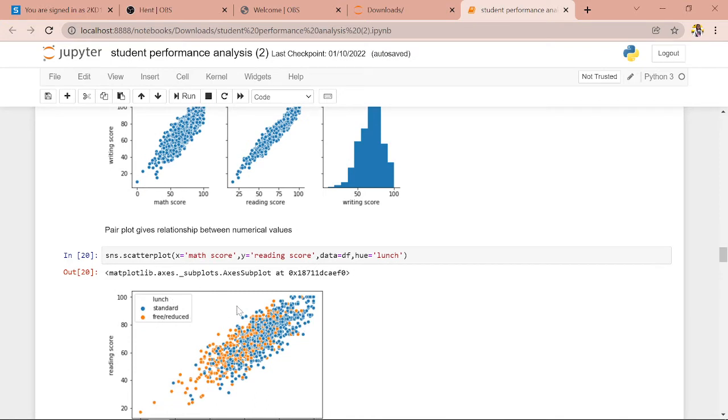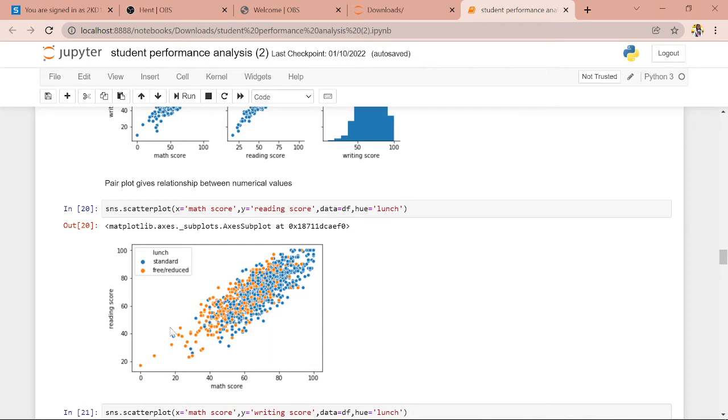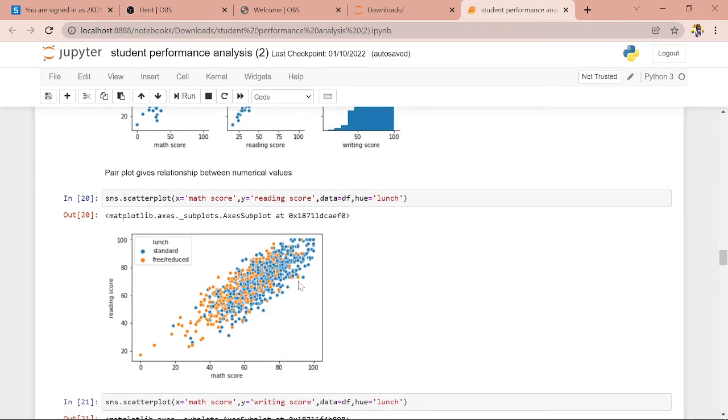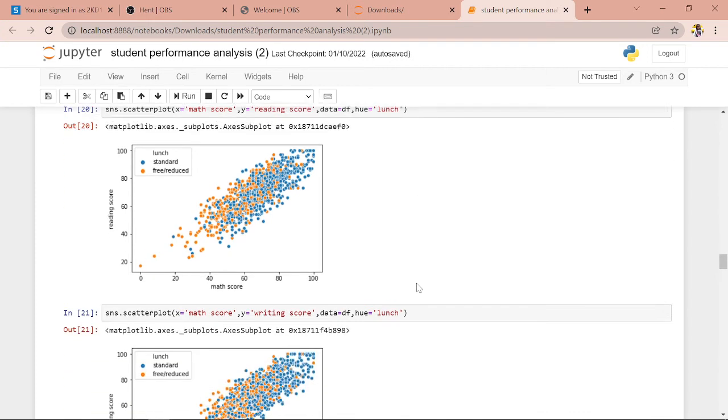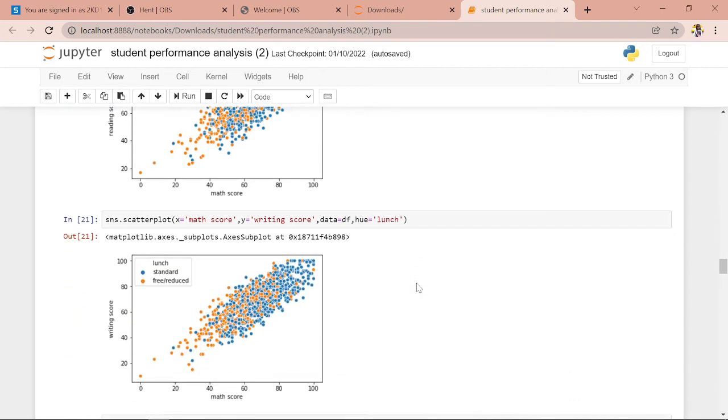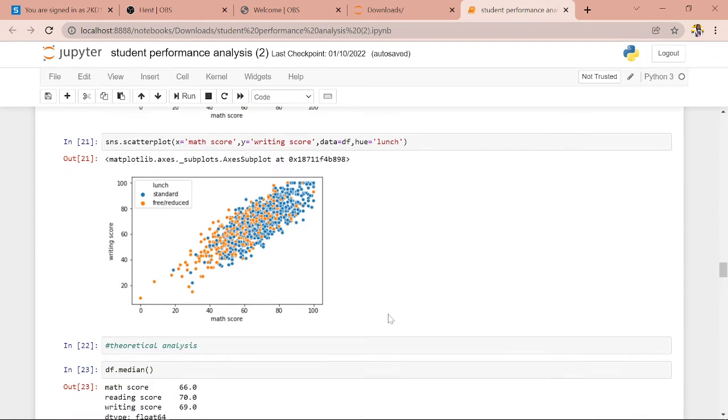sns.scatterplot, this is a scatter plot graph. x equals math score, y equals reading score, data equals df, hue equals lunch. Here the blue is indicating standard, and orange is indicating free or reduced lunch. It's about reading score versus math score, and scatter plot of math score, writing score, and lunch is the same.